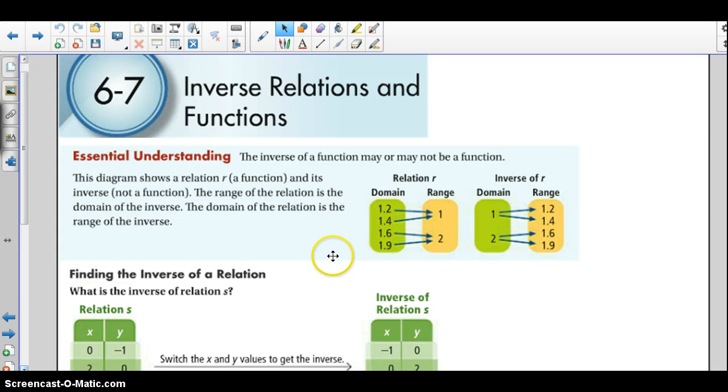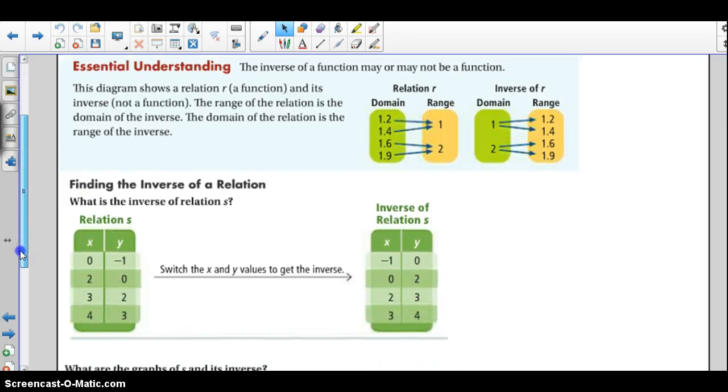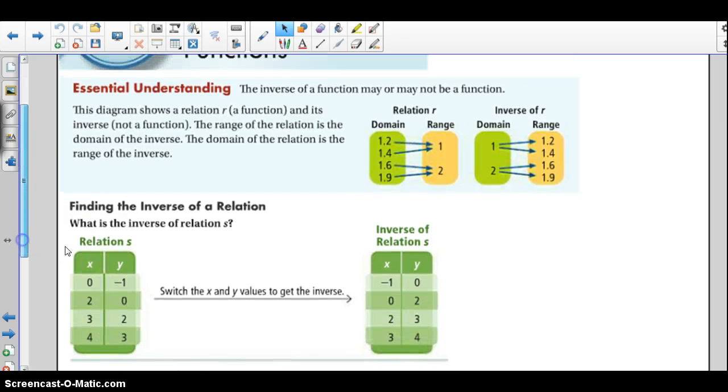Today we're going to talk about inverse relations in functions. The big idea behind inverses is basically switching out the x and y values. So if we take a look at this relation here, and we've got some x values and some y values, for the inverse, all you simply do is switch out the x's and y's.